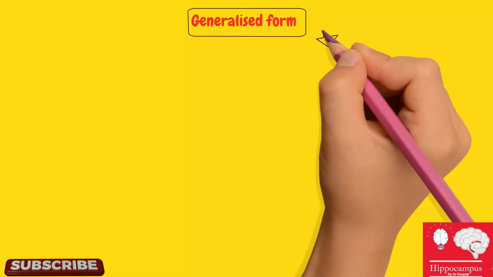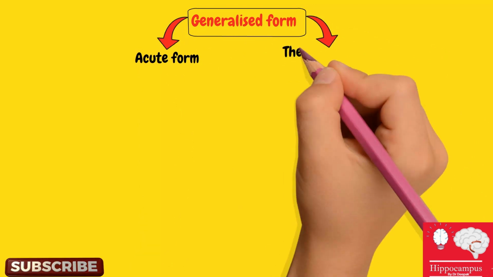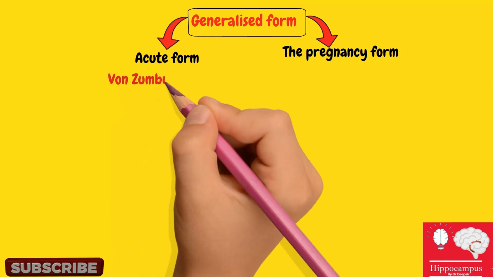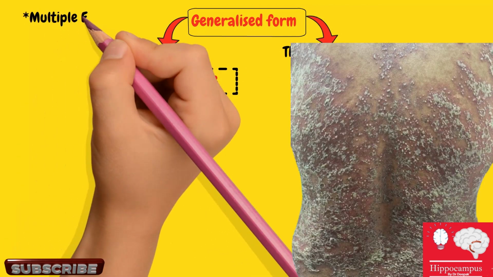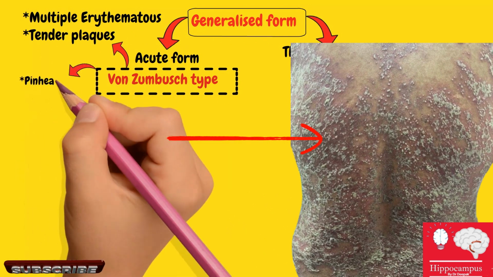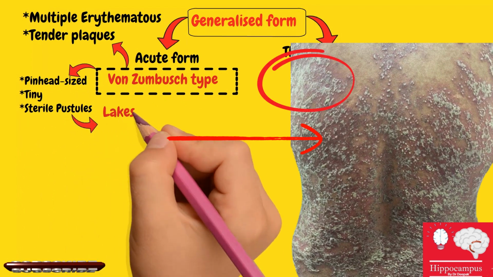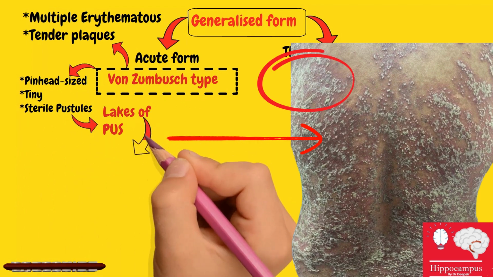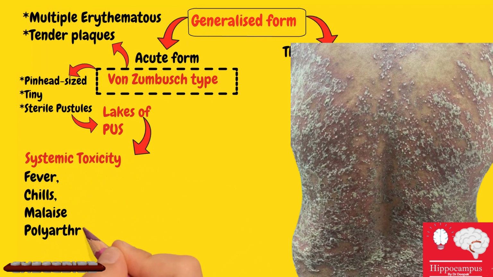Now, if we look at the generalized form of pustular psoriasis, it is classified into two variants: first the acute form and second the pregnancy form. The acute form of generalized pustular psoriasis is called the von Zumbusch type. In this, the skin lesions generally start abruptly as multiple erythematous tender plaques that soon become studded with pinhead-sized tiny sterile pustules, later coalescing to form lakes of pus. The patient may experience features of systemic toxicity such as fever, chills, malaise, polyarthralgia.